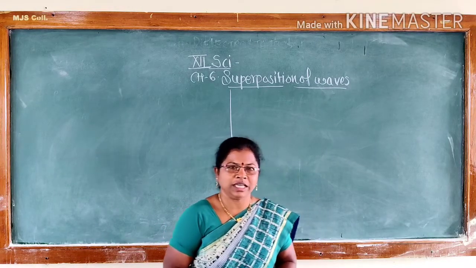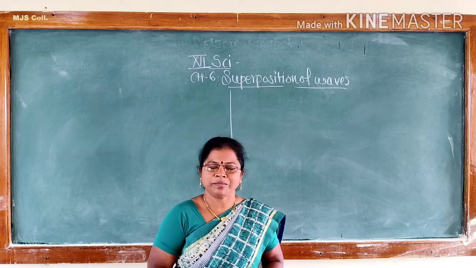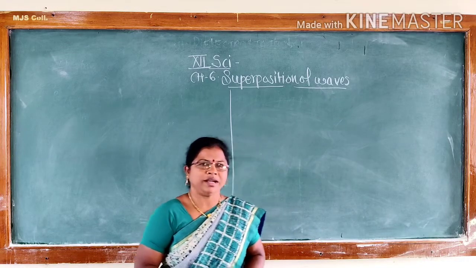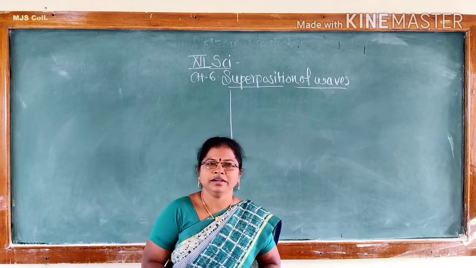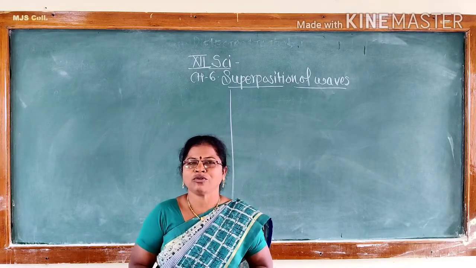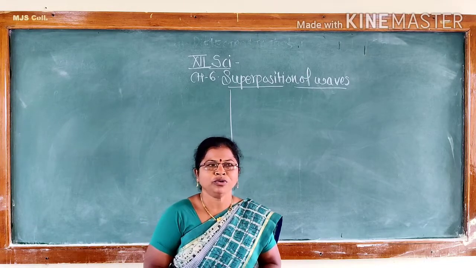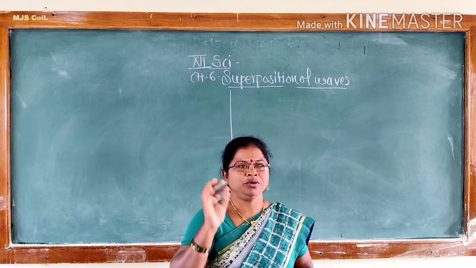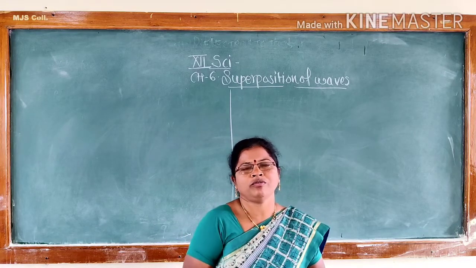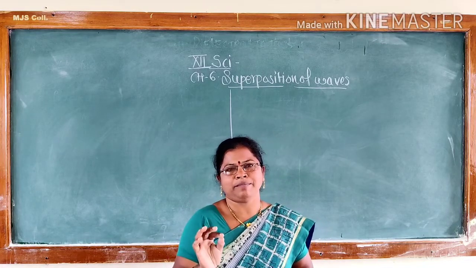Today we are going to see chapter number 6 from 12th science. The name of that is Superposition of Waves, and from that today we are going to see the amplitude of the resultant wave produced due to superposition of waves. So what is exactly the amplitude?